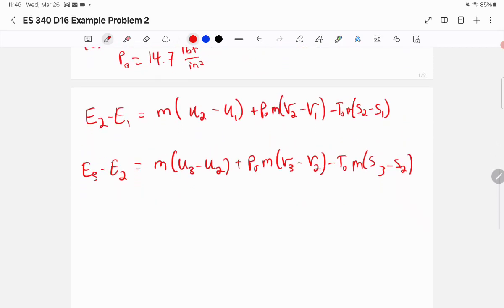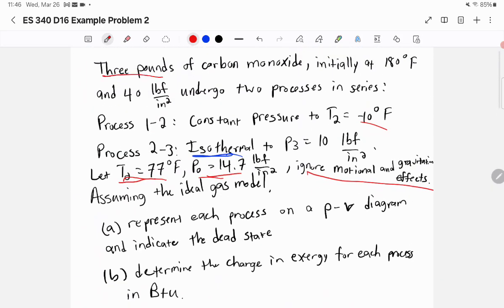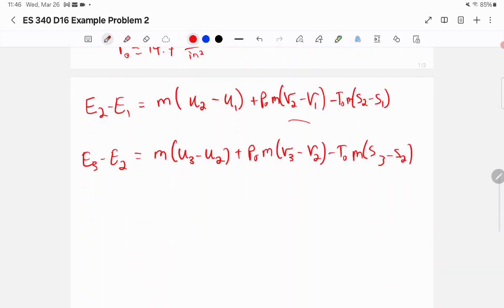So what we're going to then need to do is, let's start with the E2 minus E1 thing that we have. We obviously are going to want the specific volumes, which is easy enough to get. We know what the M is, by the way. We were given that M was 3 pounds of carbon monoxide. So M is equal to 3 pounds.